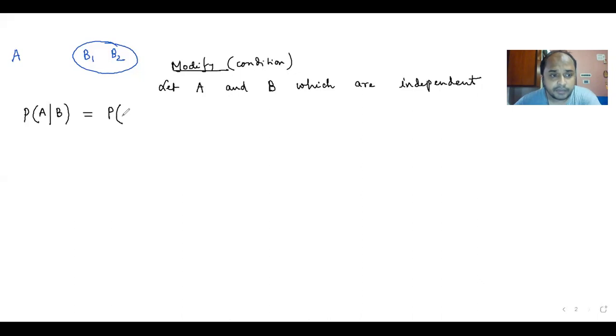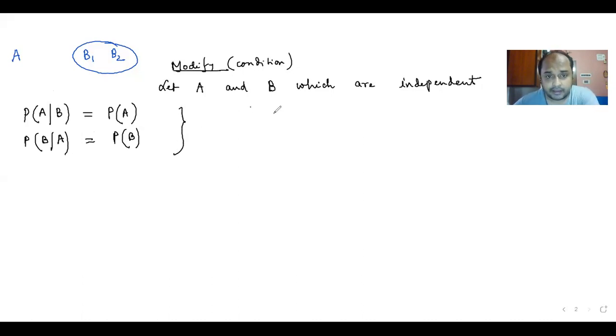It will simply be probability of A. And probability of B given A will simply be probability of B, because capital B is not affecting the happening of A, and A is not affecting the happening of B. So what do we get after this?